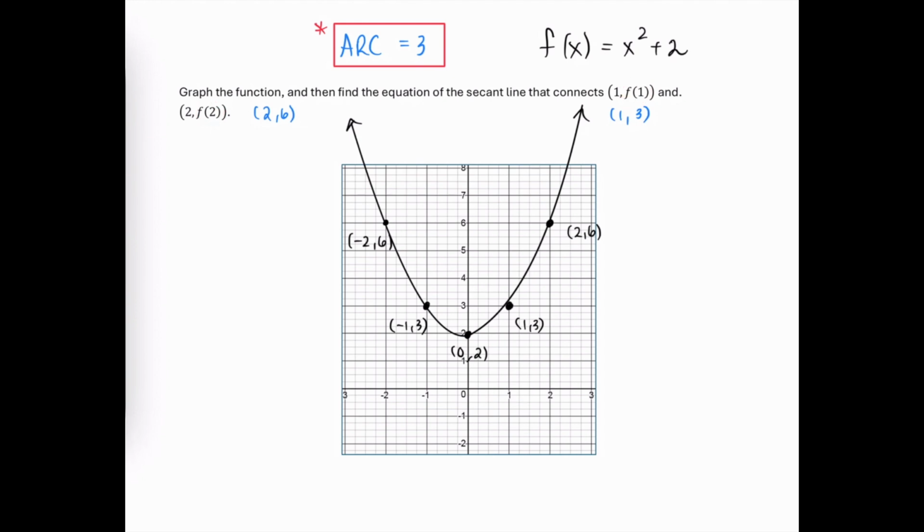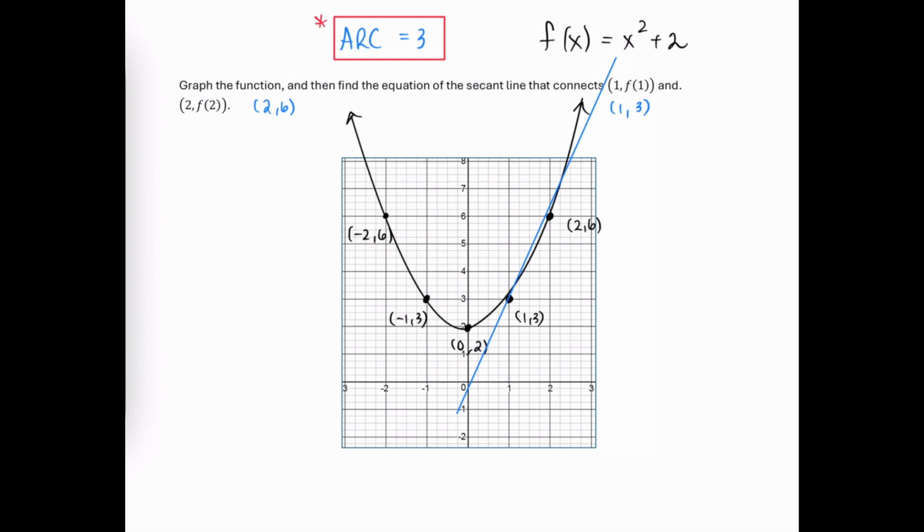Now we're asked to find the equation of a secant line. A secant line is one that passes through the function, and the line in particular that we're looking for is the one that connects the two ordered pairs 1, 3 and 2, 6. So I've done my best to draw this secant line. It's not perfect, but I think you get the idea. And we want to find the equation of this line here.